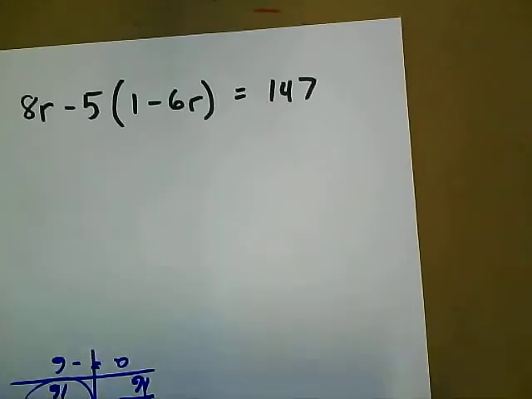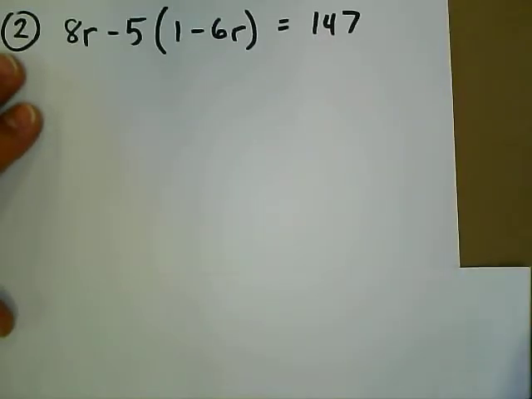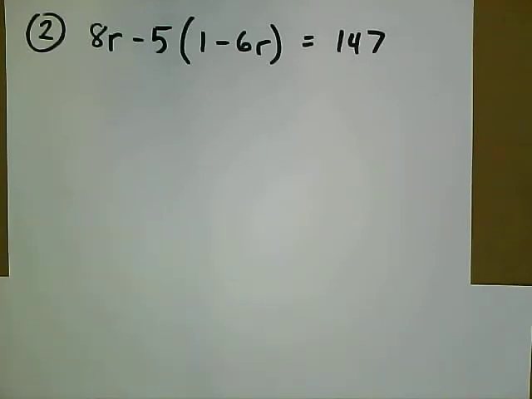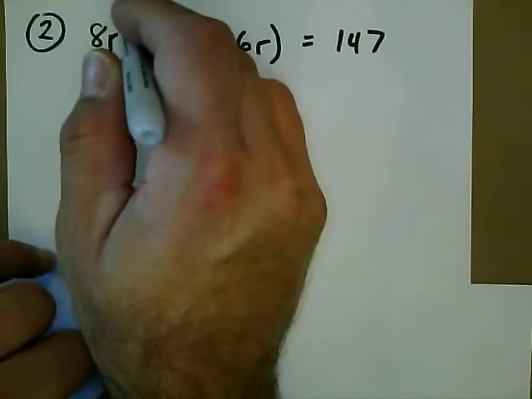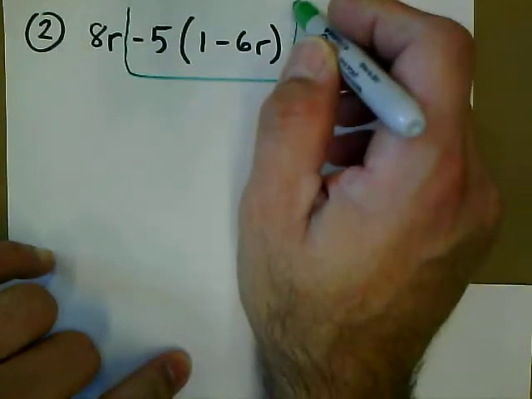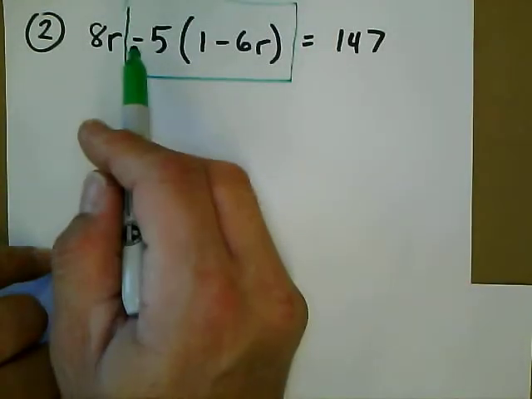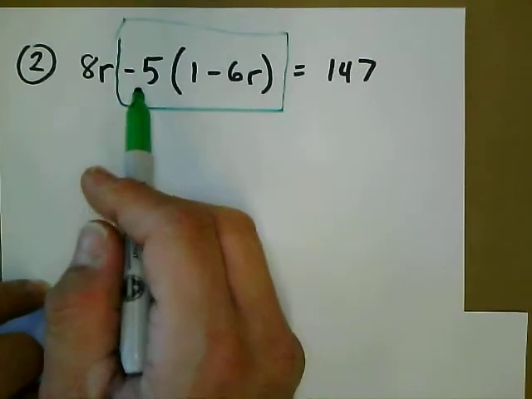Let's go on to number 2. Hopefully I have enough room here. I forgot not to put them on the same one. All right, so we're going to look at the distribution part. That's here. Note that I took the negative with the 5. That's important. It belongs with it.